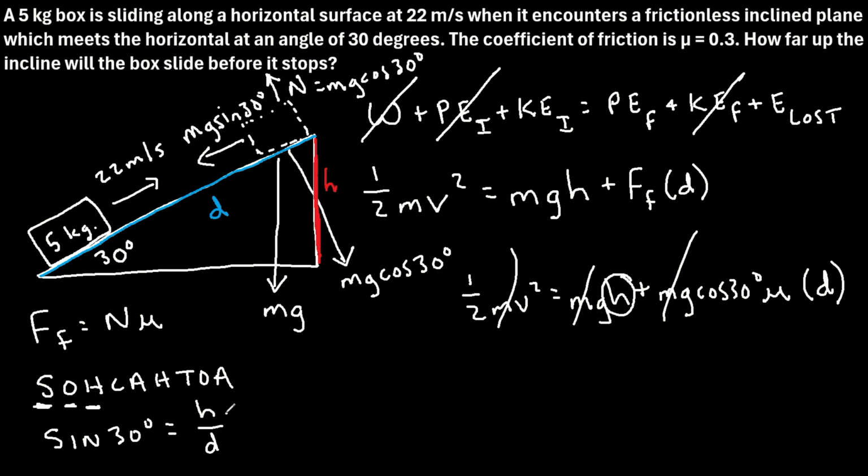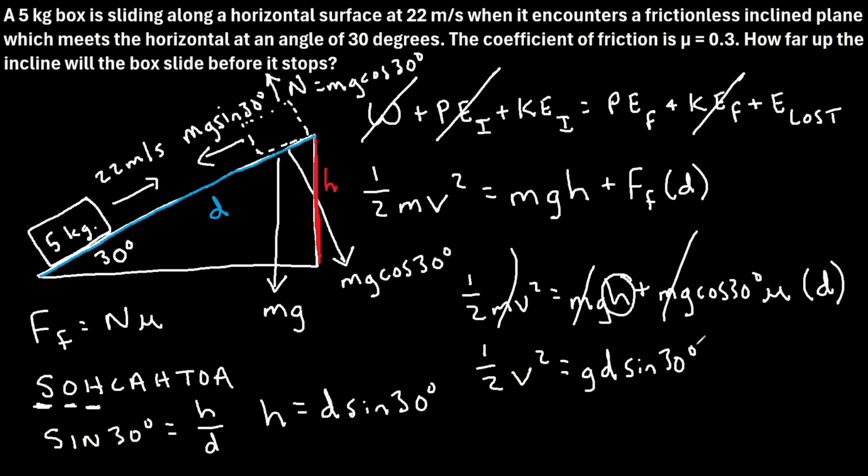So now we can solve for h. If we multiply both sides by d, we get h is equal to d times the sine of 30 degrees. So we can replace this h right here in the formula with d times the sine of 30 degrees. When we do that, here's what we get: 1/2 times velocity squared is equal to g times d times the sine of 30 degrees, plus g times the cosine of 30 degrees times mu, the coefficient of friction, times d.